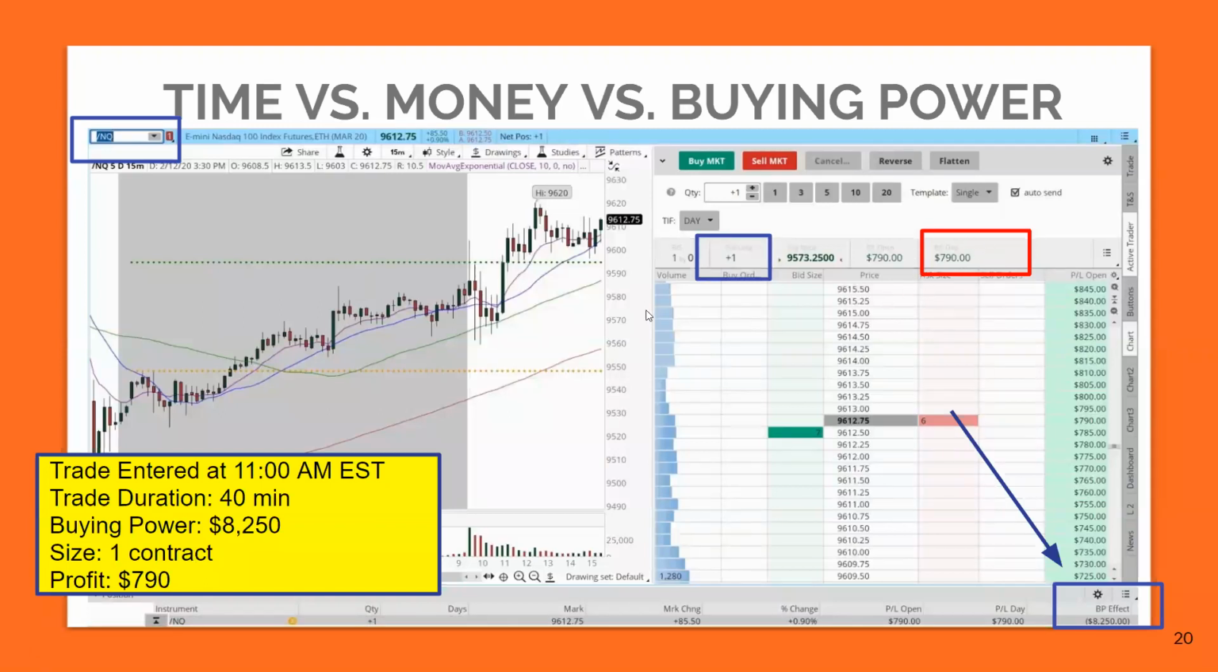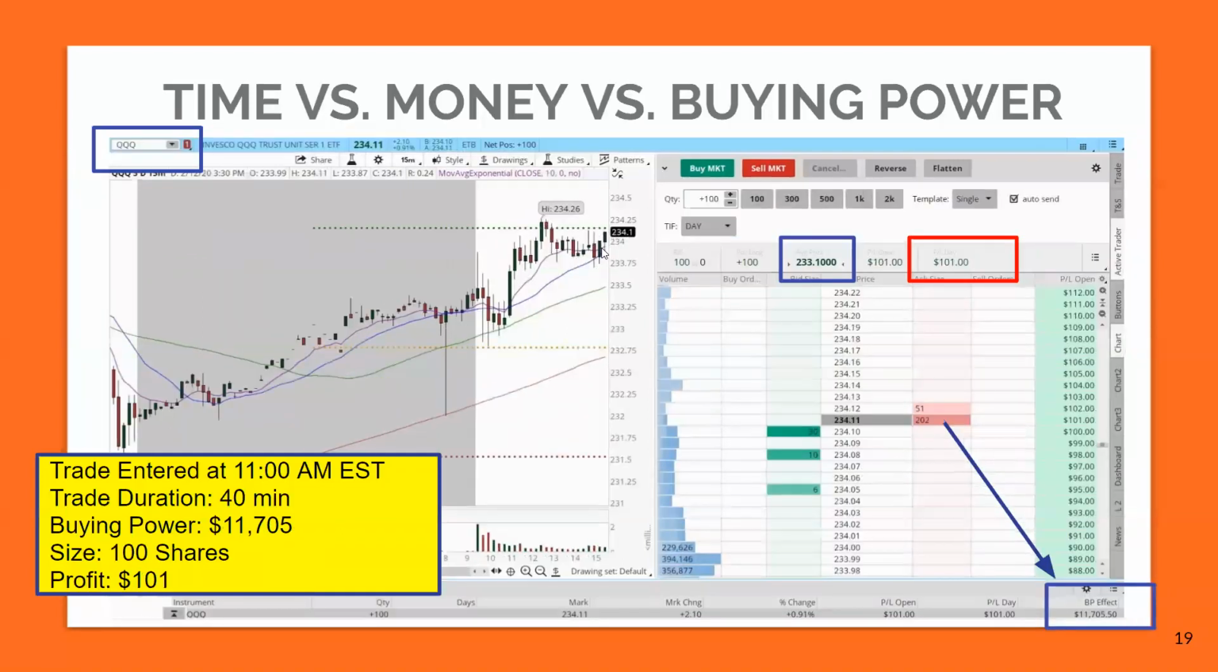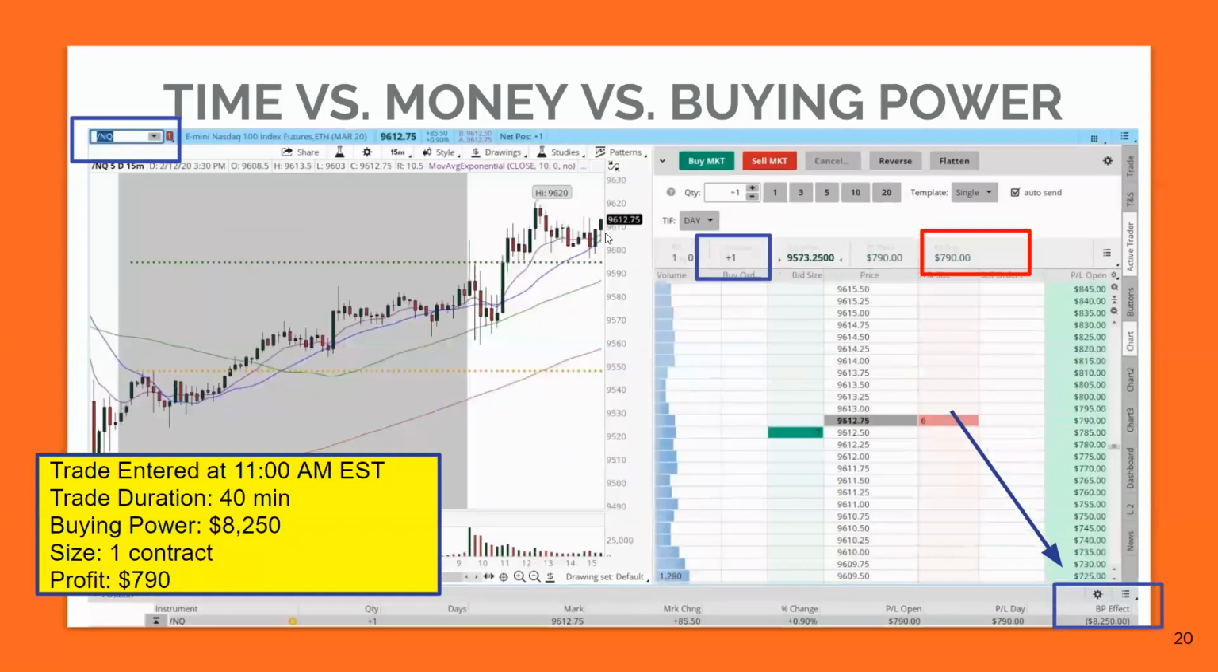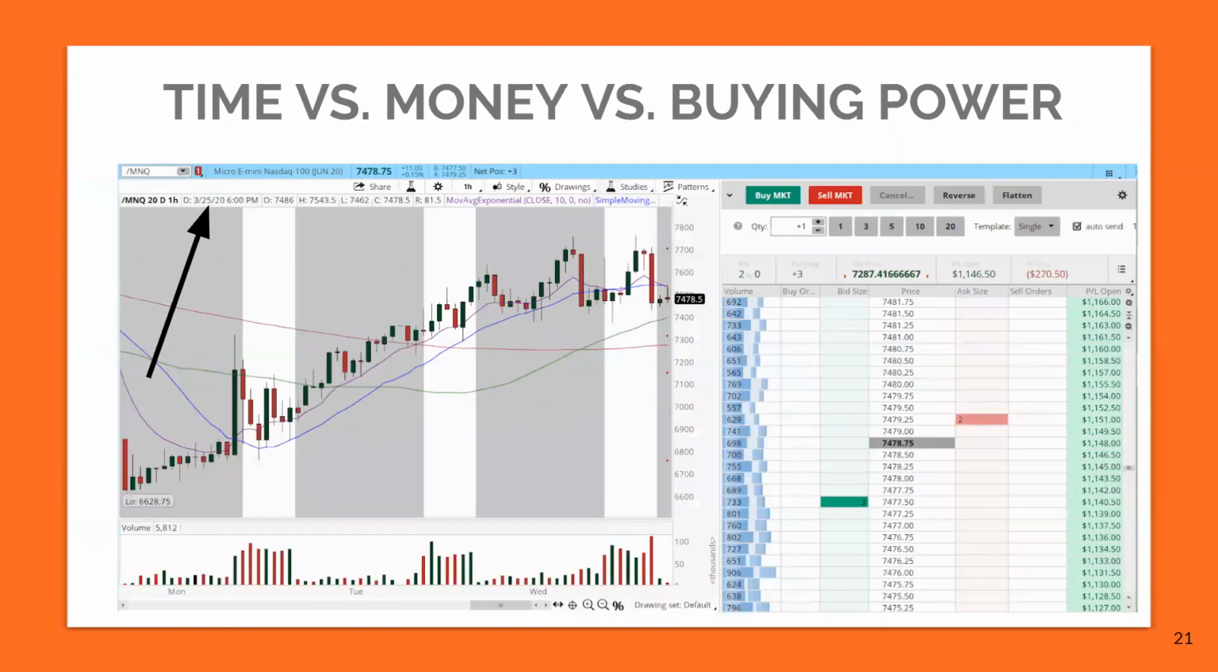Same trade, same duration, right? You see where the price is trading right now. So it went up, pulled back, and it went back up. I'm going to go back one slide. Went down and went back up. This is exactly the difference in buying power. So if you know how to trade, I would rather trade for instant gratification than anything else.